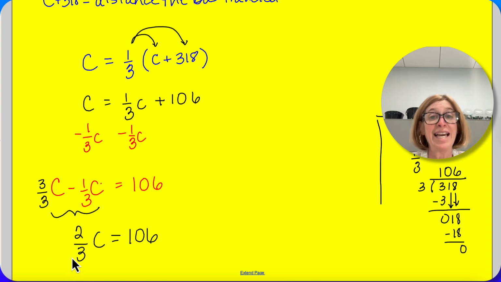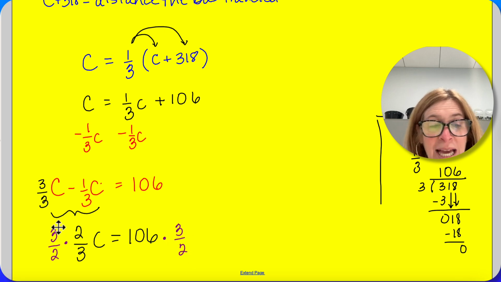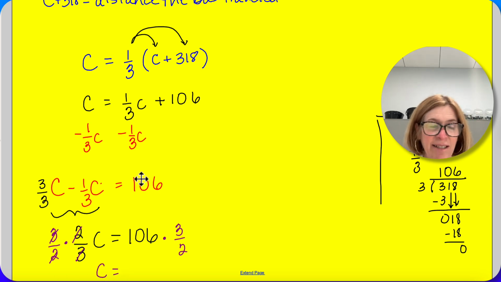We use the inverse. And remember, I said that Coach Fred likes to think of when I have a fraction equaling a number, I like to think of the inverse as the reciprocal. So I am going to multiply both sides by 3 over 2, the reciprocal of 2 over 3, because that actually simplifies this side to 1. So I just have C. All right. And on the right side, we want to simplify before we multiply.